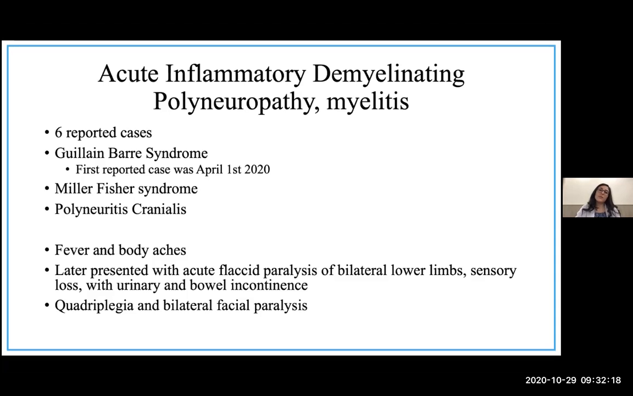There's also acute inflammatory demyelinating polyneuropathy or myelitis, and this was seen in 6 reported cases. Patients either had Guillain-Barré syndrome or diseases that fall within the Guillain-Barré spectrum, such as Miller-Fisher syndrome and polyneuritis cranialis. These patients present with fever and body aches, later with acute flaccid paralysis or bilateral lower limb sensory loss and urinary and bowel incontinence. They can also present with quadriplegia and bilateral facial paralysis.